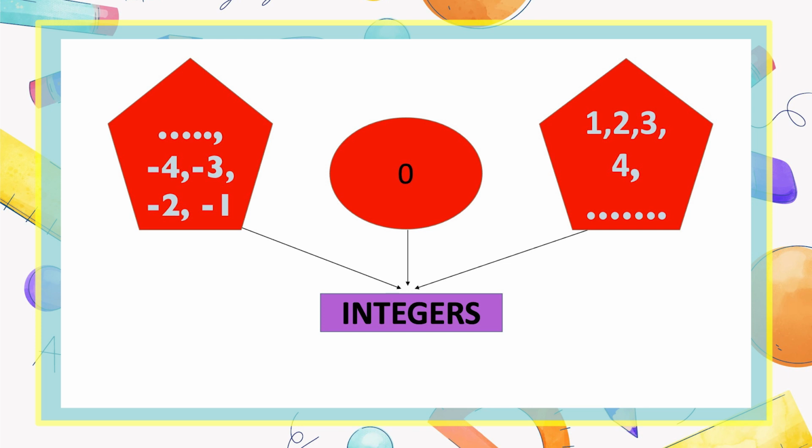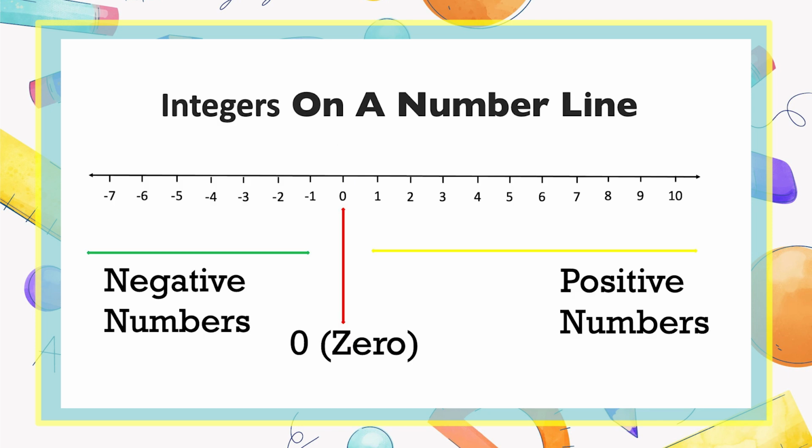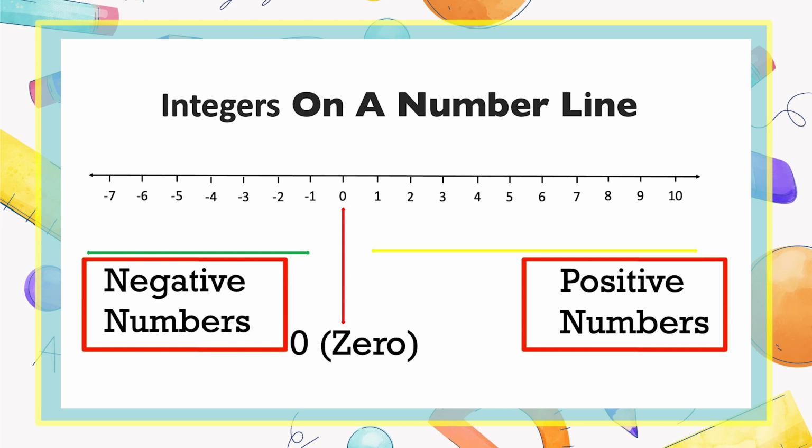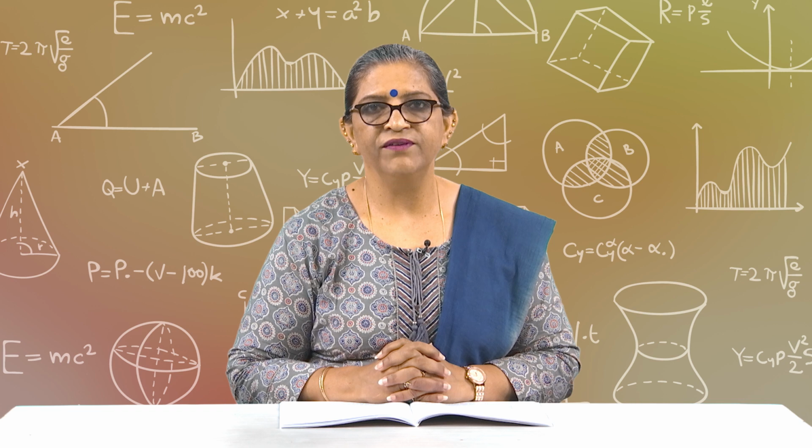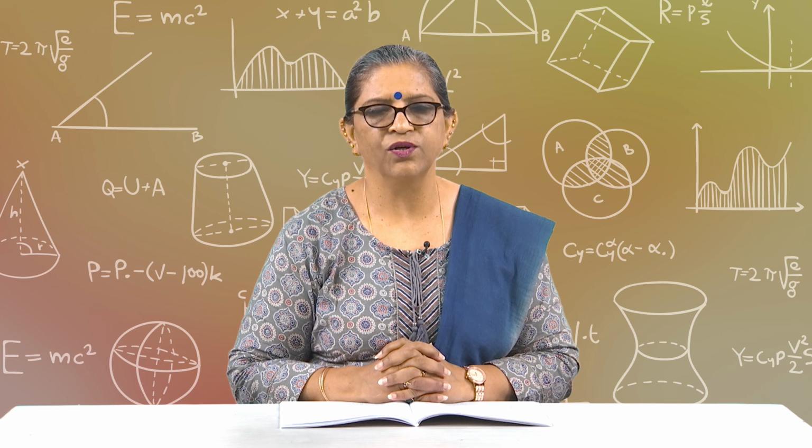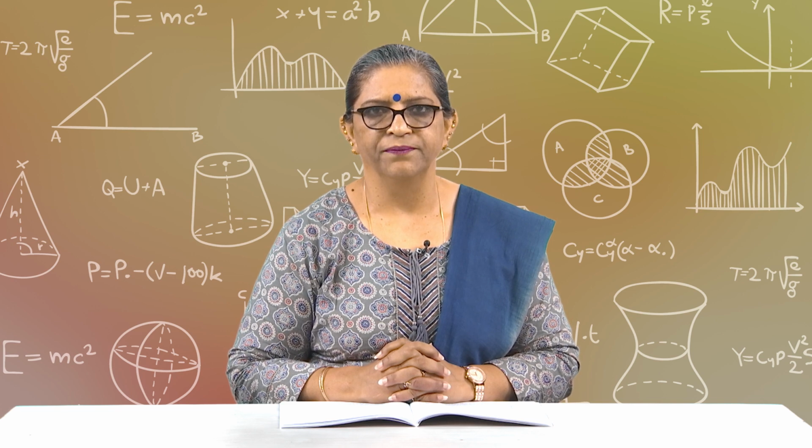First, let us revise that integers are a collection of natural numbers, 0 and negative numbers. They can also be represented on a number line with 0 in between. To the right of 0 are positive numbers and to the left of 0 are negative numbers. Dear students, in your previous class, you have studied about the addition and subtraction of integers on a number line. Before proceeding any further, let us recapitulate it to understand the integers better.